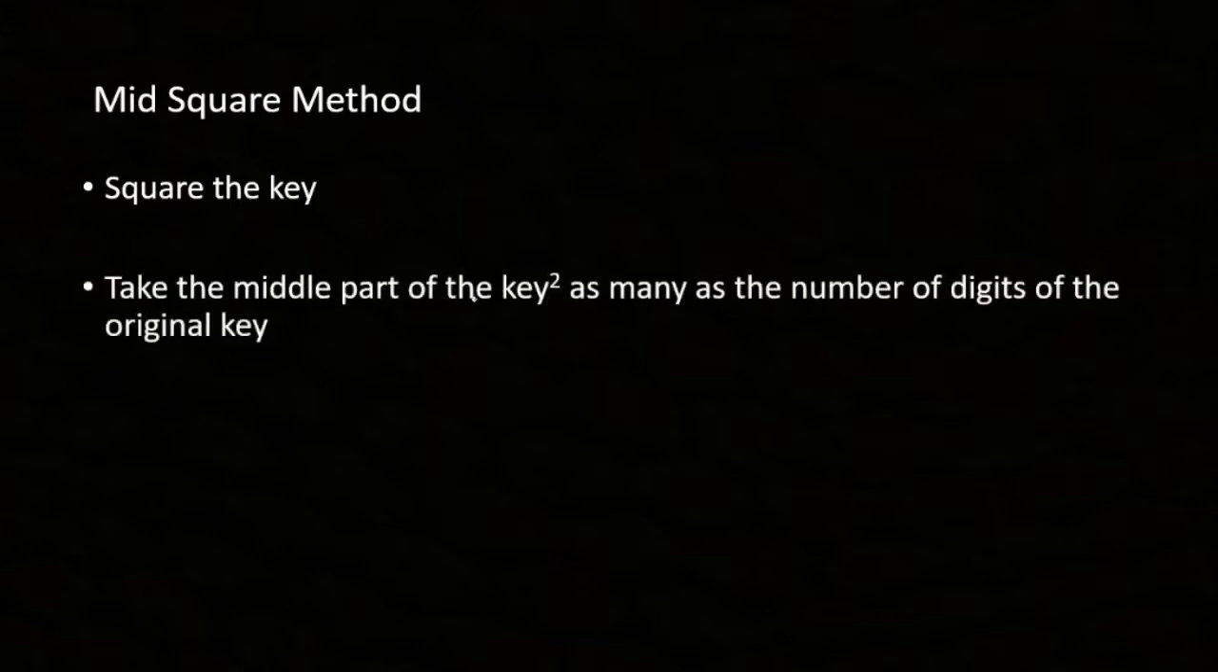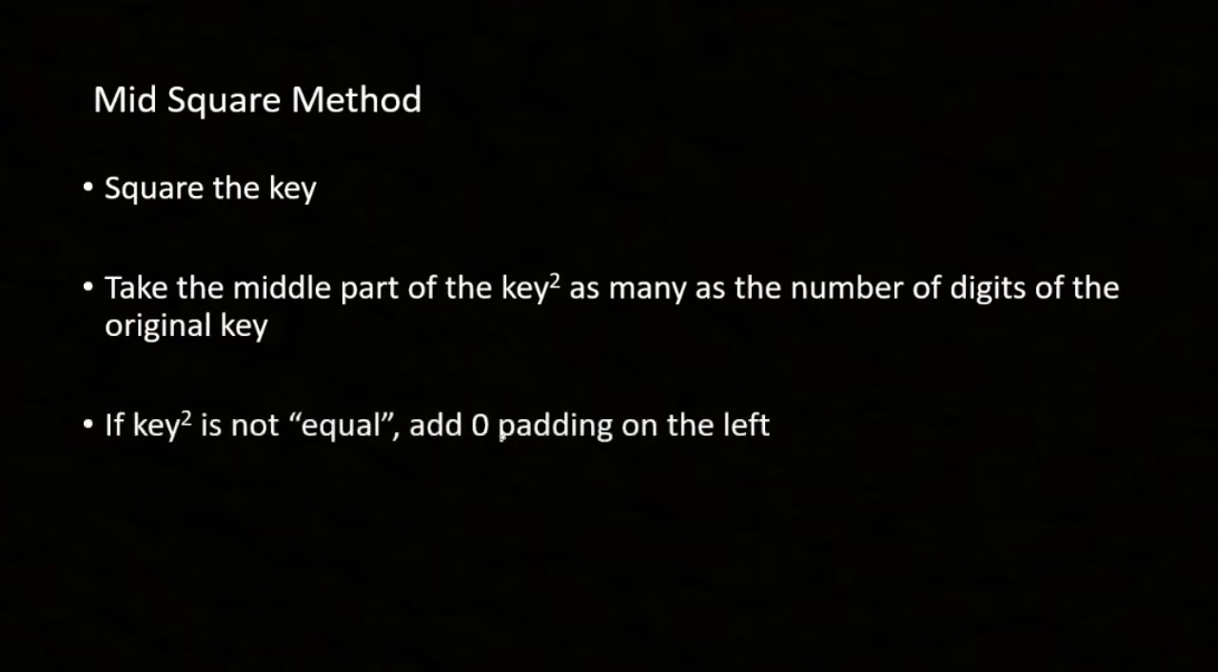What is a mid-square method? Mid-square method is a method where you square the key, you take the middle part of the key squared, as many as the number of digits of the original key, and if key squared is not equal in a sense, add 0 padding on the left.